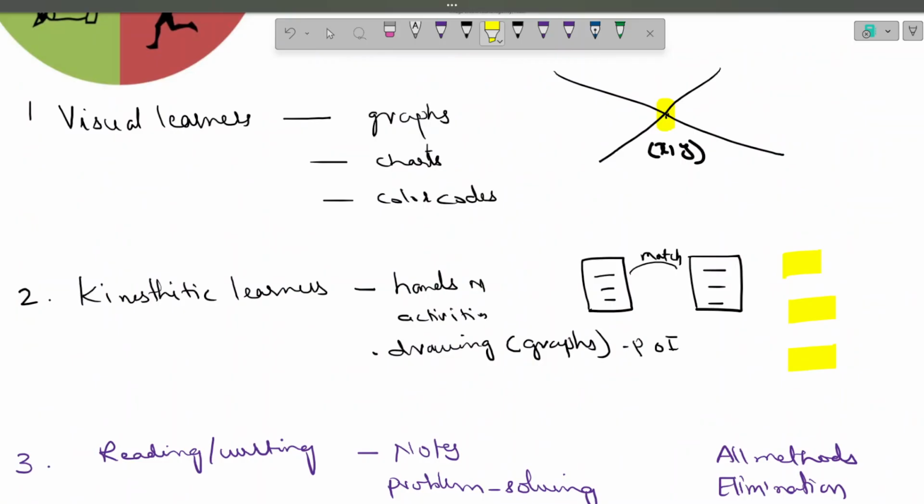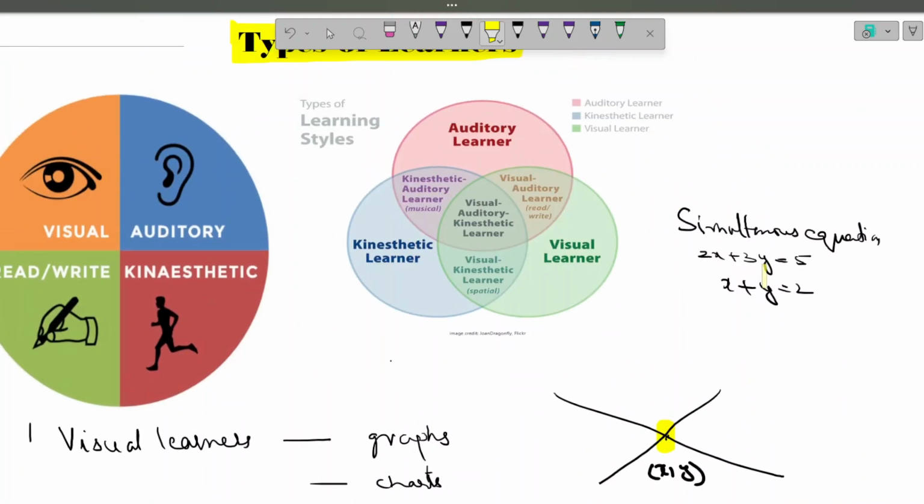So we have to design our lesson plan according to the learner styles. You have to accommodate all the types of learners. Above all, we have to remember the sane student also. That's it. That's it about the types of learners.